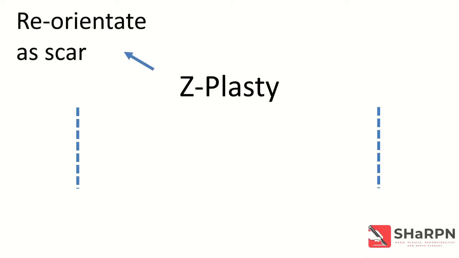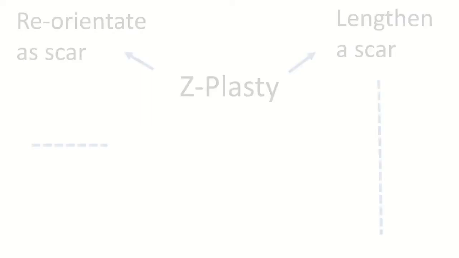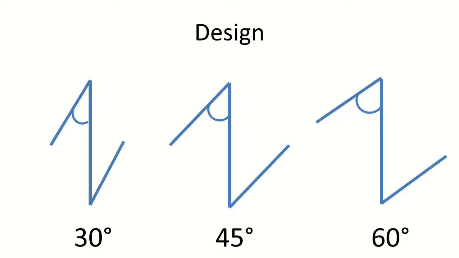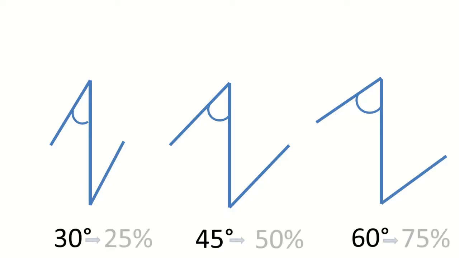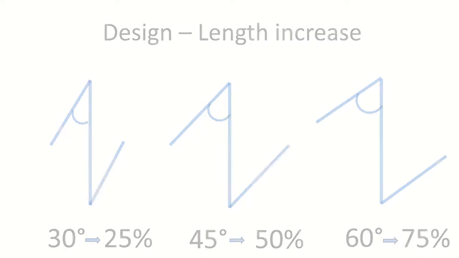Now the Z-plasty is used for two purposes. One is to reorientate the scar in either 90 degrees or various other degrees, or to lengthen the scar. If we think about the design of the Z-plasty, it's essentially a Z. The central limb stays the same and is your scar, and the side limbs basically have different degrees. There can be 30, 45, and 60 degrees, which are common, and for each 15-degree increase in angle, the length gain is 25%.